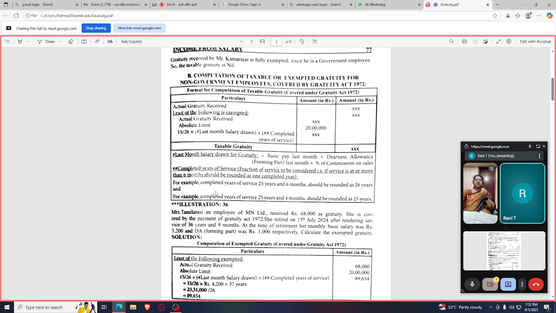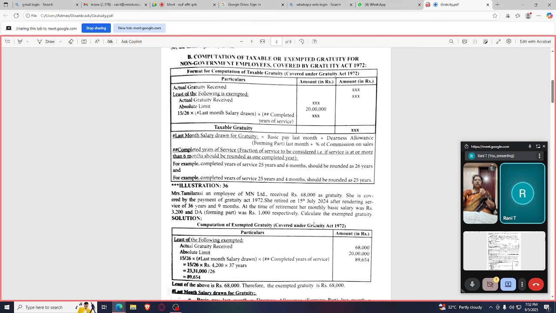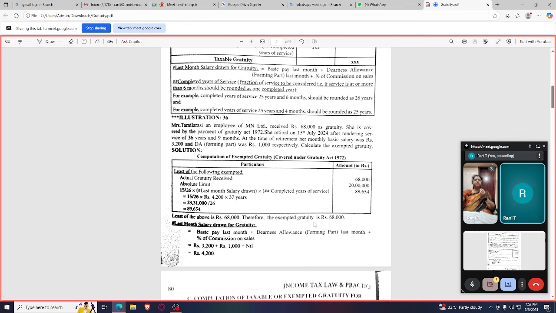See, completed years of experience, if it is below 6 months, then you should round off to only 25 years. If it is more than 6 months, then you have to take it as 26 years. This will be the reverse in case of non-government employees, which is those who are not covered by the Gratuity Act. Now let me go to the problem.